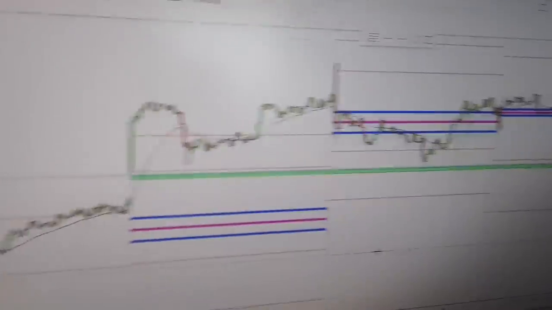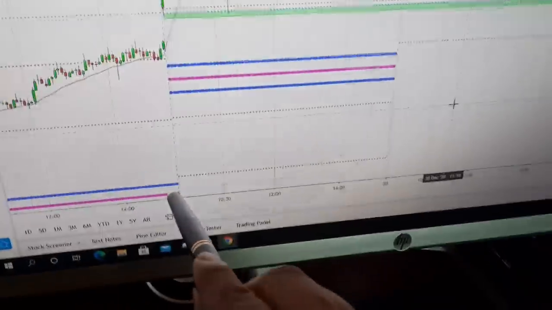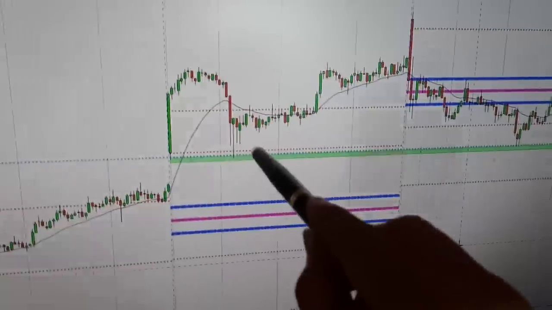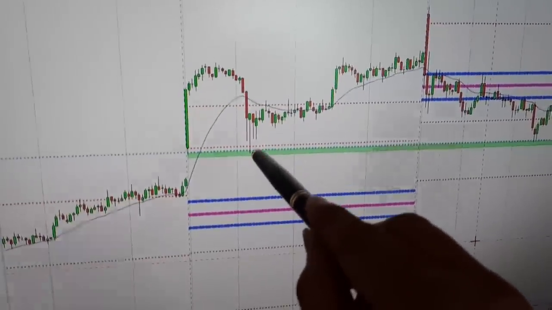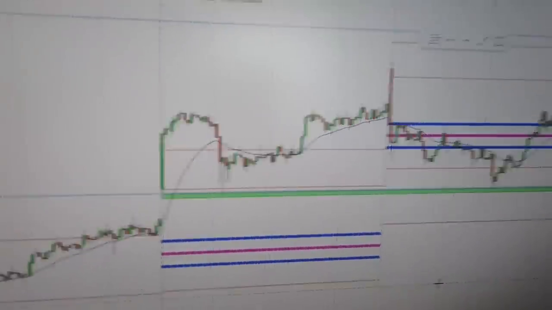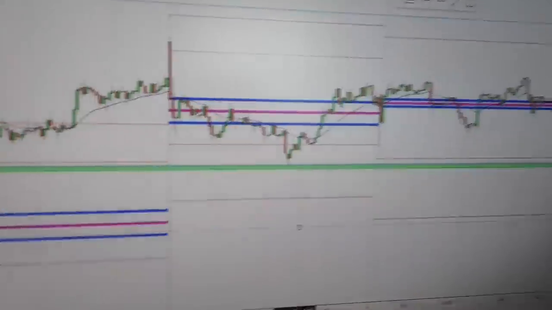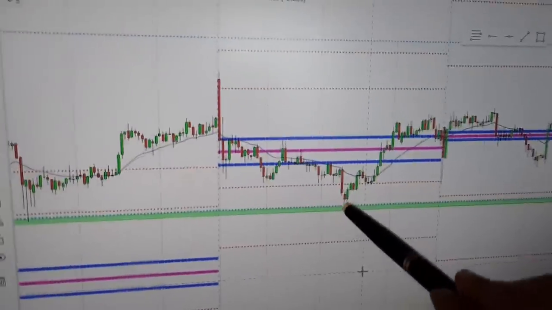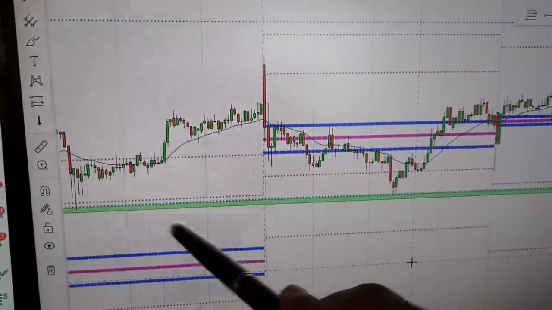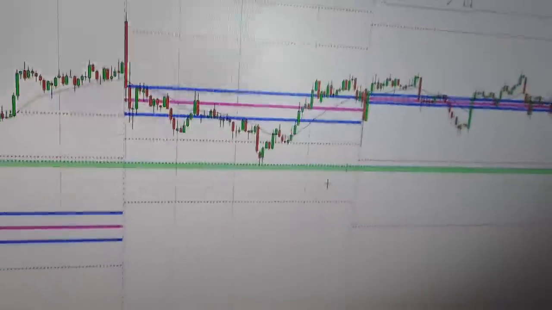Look at this chart. Just observe. This is the date, 29th of December. Here, the market opened, came back and immediately bounced from this level, right? Next day, what happened? Next day was 30th of December. Again, it came to the same demand zone where it came last time. Again, it reversed, right?